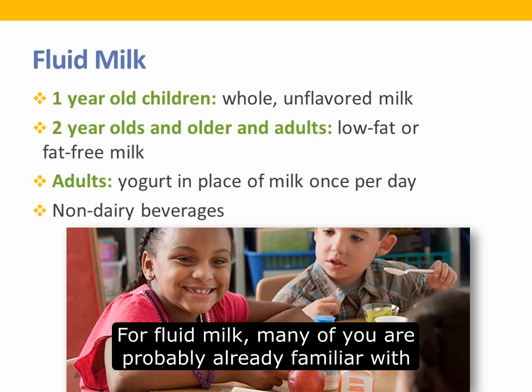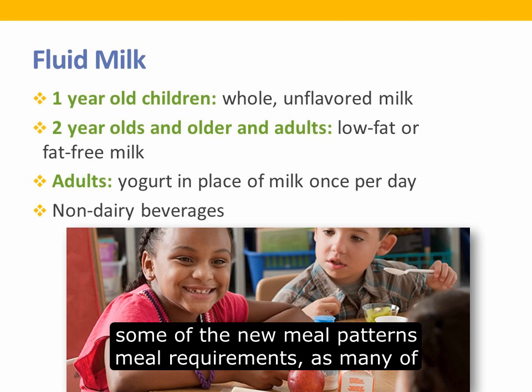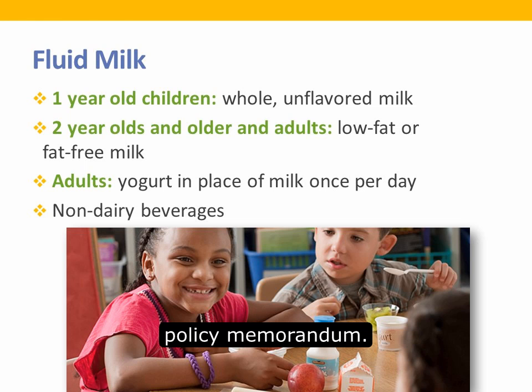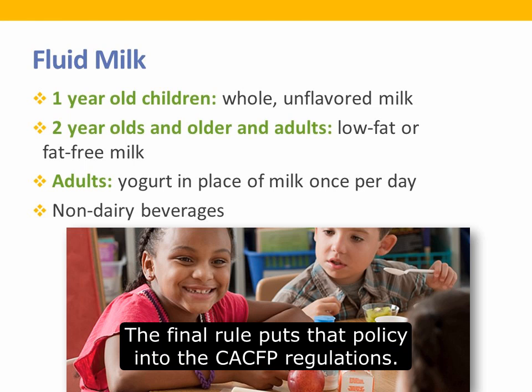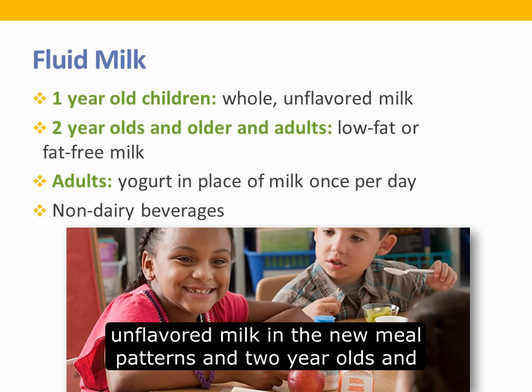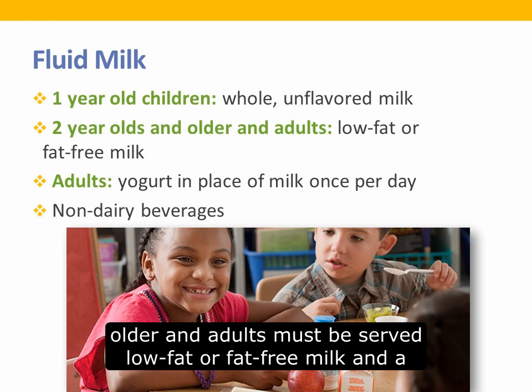For fluid milk, many of you are probably already familiar with some of the new meal pattern milk requirements, as many of them were originally put in place in September 2011 via policy memorandum. The final rule puts that policy into the CACFP regulations. So for fluid milk, 1-year-old children must be served whole unflavored milk in the new meal patterns, and 2-year-olds and older and adults must be served low-fat or fat-free milk.